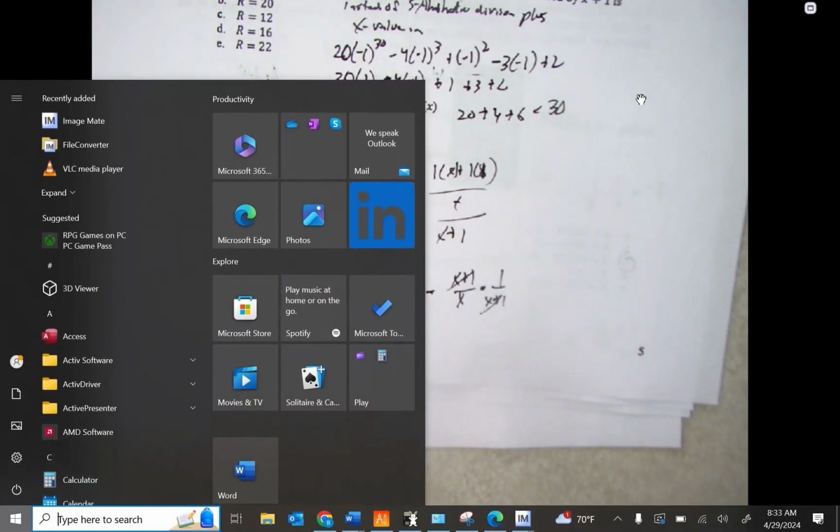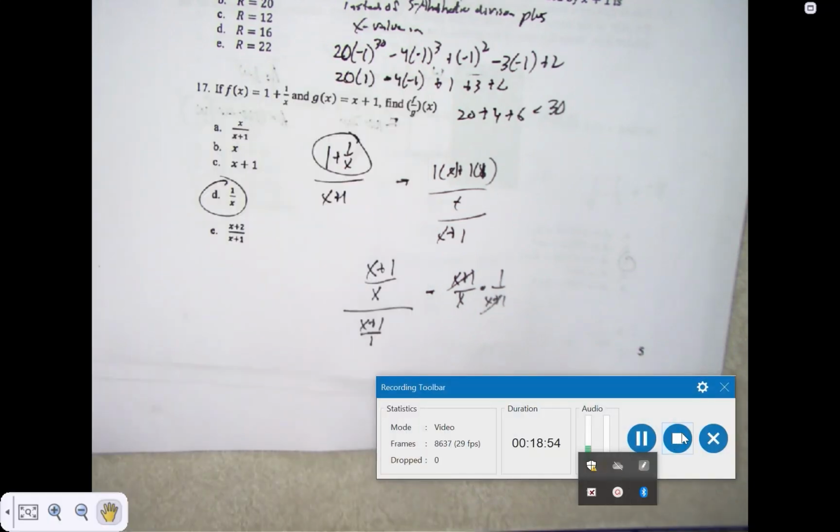I'll probably finish the rest of this during my planning period today. If not today, I'll finish it all tomorrow morning.